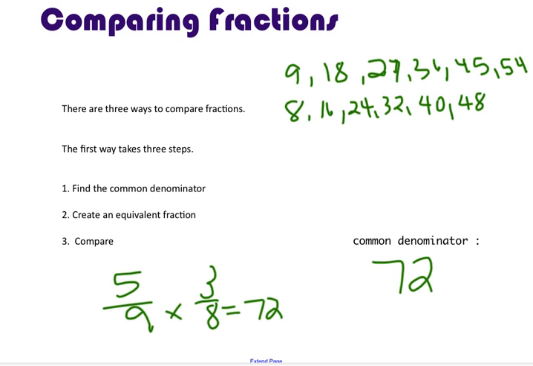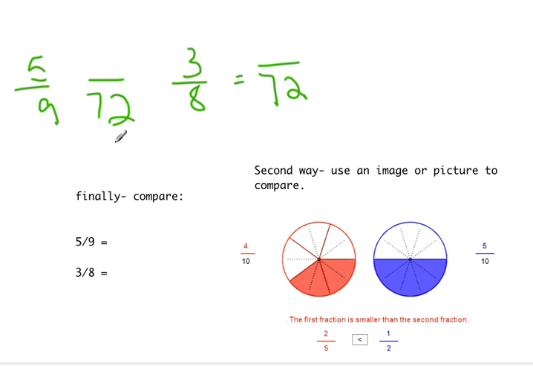So my next step is to create the equivalent fraction using my knowledge of the common denominator. So 72 is my common denominator. To get 72, I multiplied by 8. So then I do the same with the numerator, 5 times 8, and I get 40. And do the same with my second fraction, 8 times 9, to get my common denominator of 72. 3 times 9 is actually 27.